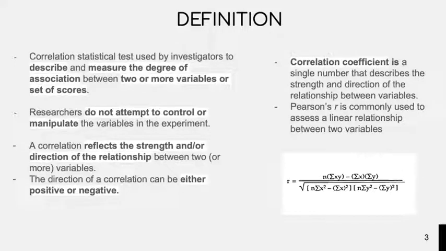So how do we measure the degree of association of two or more variables? We measure it using the correlation coefficient, which is also known as Pearson's R. It is commonly used to assess a linear relationship between two variables. Below is the image of the formula of Pearson's R.